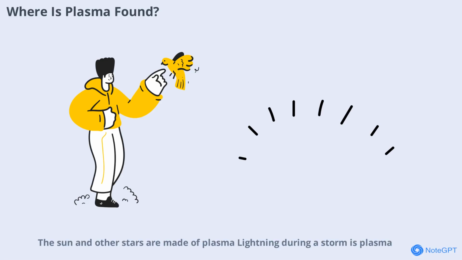The sun and other stars are made of plasma. Lightning during a storm is plasma, and so are the glowing lights in neon signs. Plasma TVs and some scientific experiments also use plasma. It's a state of matter that's both powerful and fascinating.